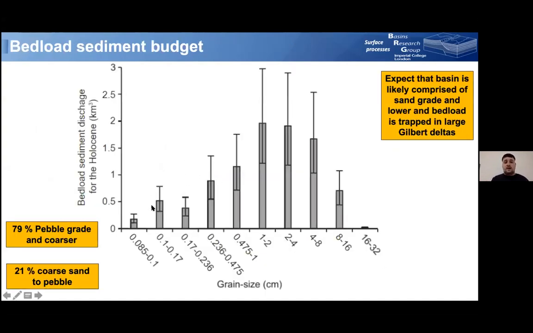And what we see here is the bed load sediment budget. So we've got the bed load sediment discharge for the Holocene, in kilometers cubed, and grain size on the x-axis. And what you see is that the majority is between 1 to 2 centimeters, 2 to 4, and 4 to 8. So this is really a coarse bed load sediment budget. Actually, 79% is pebble grade and coarser, and 21% is coarse sand to pebble. So this bed load sediment budget is likely the bed load sediment budget of the Gilbert deltas that we see today.